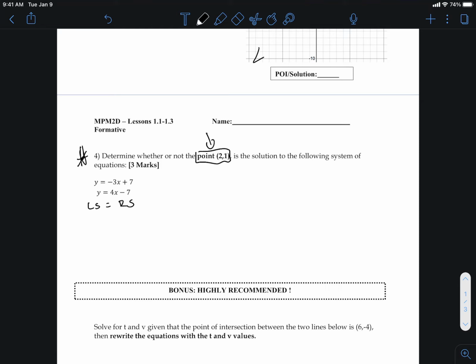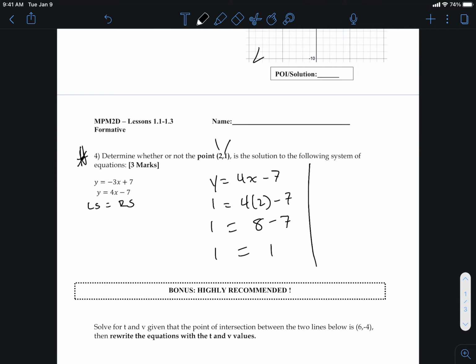So when I say check, I want you guys to go y equals 4x minus 7. I want you to check and tell me if the left side is equal to the right side. If it does, then you know you're right. Okay, so the left side in this question is just the y value from this point, 1. So 1 equals 4 times the x piece, 2, minus 7. 1 equals 8 minus 7. 1 equals 1. A lot of you did that.